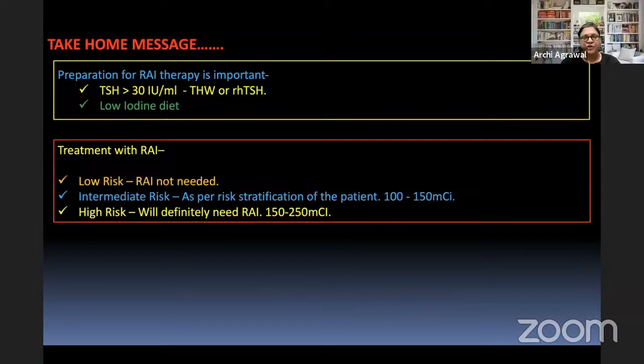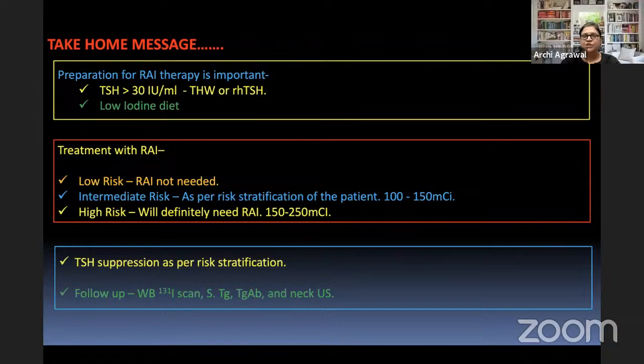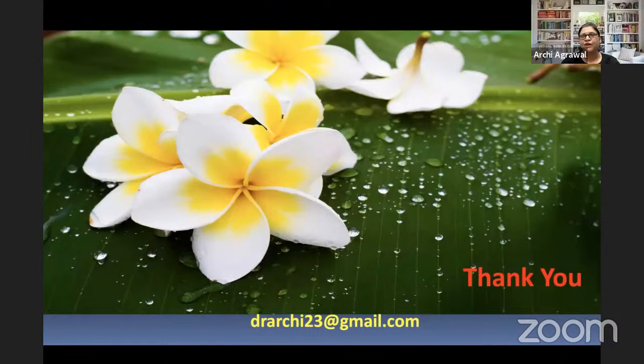So for treatment with radioactive iodine, in low risk, RI is not needed. In the intermediate risk, as per risk stratification, you will treat the patient anywhere from 50 to 150 millicuries. In high-risk patients, you will definitely treat with radioactive iodine anywhere from 150 to 250 millicuries. TSH suppression would be as per the risk stratification, and follow-up would be with whole body iodine scans, serum TG estimation, anti-TG antibodies, and a neck ultrasound. Thank you very much, and I would be very happy to take any questions that you all have.